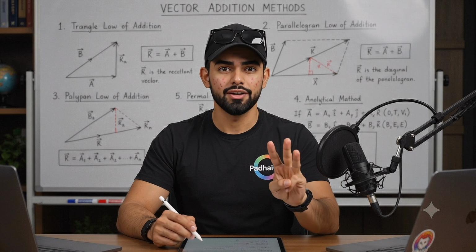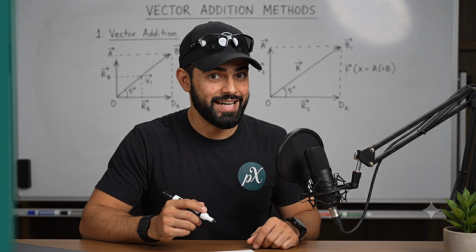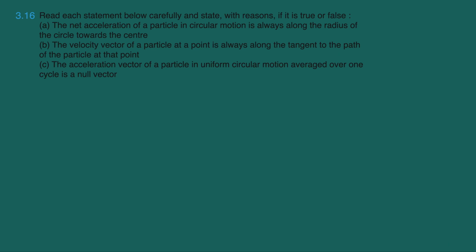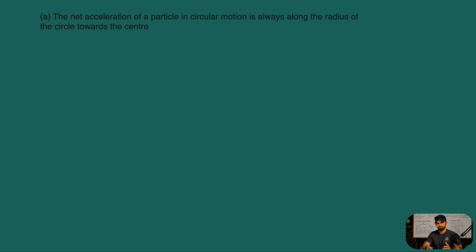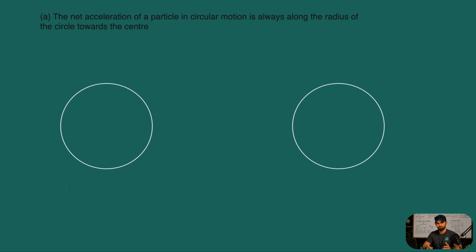Now that we've understood the question, let's analyze each statement one by one and find the correct answer. First, we'll solve part A. The statement says, the net acceleration of a particle in circular motion is always along the radius of the circle towards the center. This question is based on circular motion, so before solving it, let's briefly understand the 2 types of circular motion. A circular motion can be of 2 types, uniform circular motion and non-uniform circular motion.